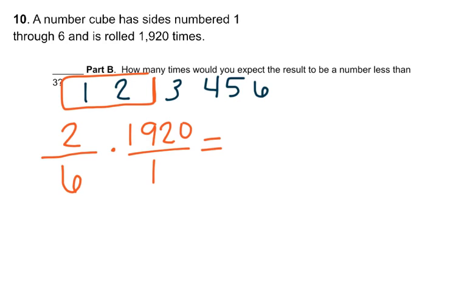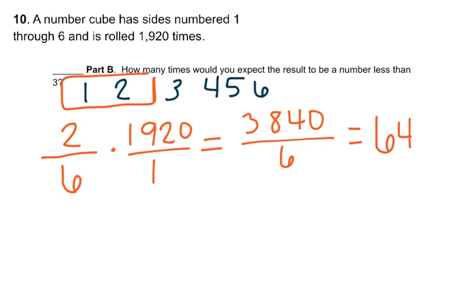And then we type it in our calculator. 2 times 1,920 gives us 3,840 over 6 times 1 is 6. And predictions problems never want fractions. They want whole number answers. So we're going to do our last step of dividing out. 3,840 divided by 6. And our final answer for number 10, part B, is 640.